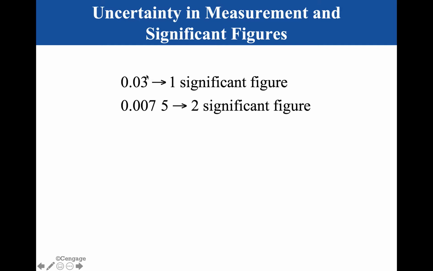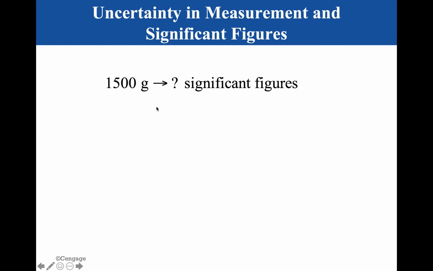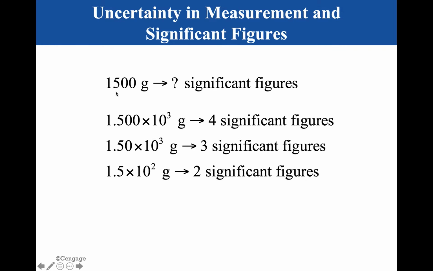And again, if you're given a value, you can review the rules, but if you have something to the right of a decimal place, you don't count sig figs until you get to the actual numerical value. This is just a placeholder, so this only has 1 sig fig. This has 2. This one we don't know. It's not specified. The best I can say for sure is it's got 2, but if I put in 1.500 times 10 to the third, then I've got 4 sig figs. And if it's only 1.50 times 10 to the third, I've got 3. In this case, I've got 2.